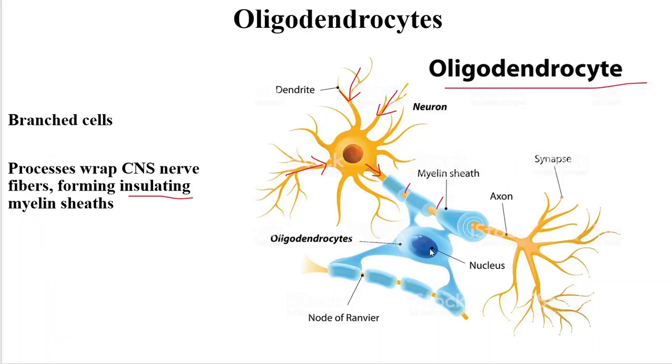Do you notice how this one single oligodendrocyte is forming parts of this insulation? By the way, we might as well give this thing a name. Let's call it the myelin sheath. But this single cell is going to form parts of the myelin sheath on maybe several different axons.